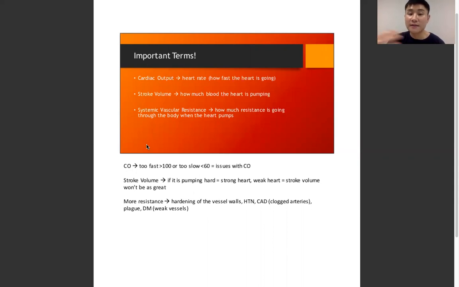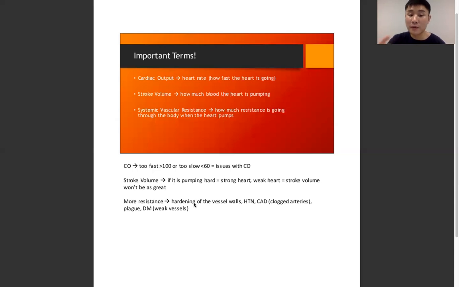Next, we have systemic vascular resistance. This is how much resistance is going through the body when the heart pumps. So if the heart pumps too hard and there's a high level of resistance in the aorta or any of the arteries or vessels of the body, it causes the blood flow to reduce because the resistance is so high.